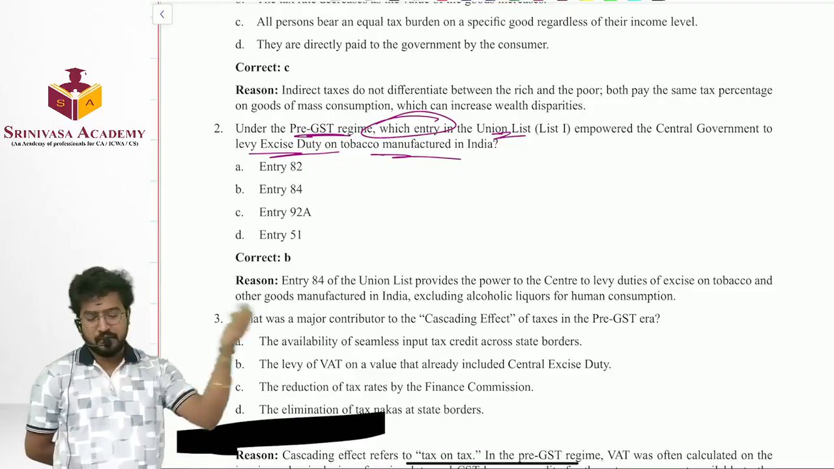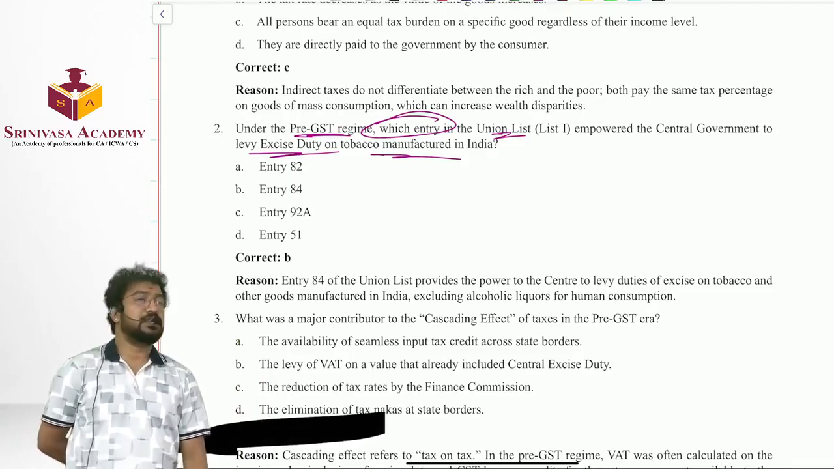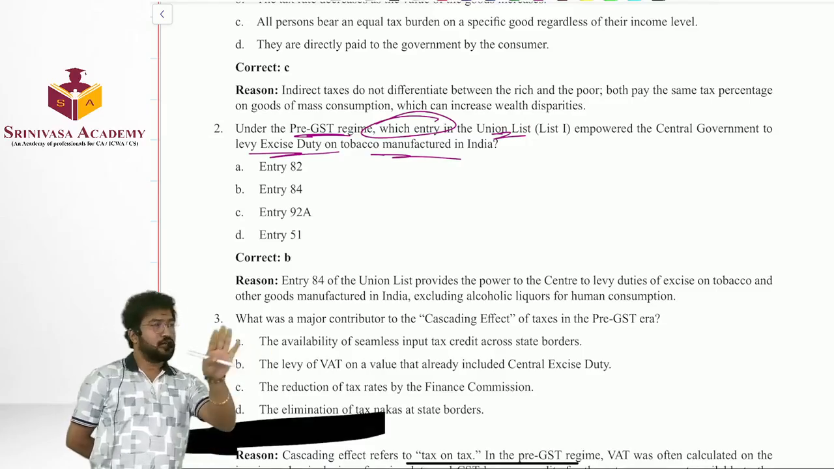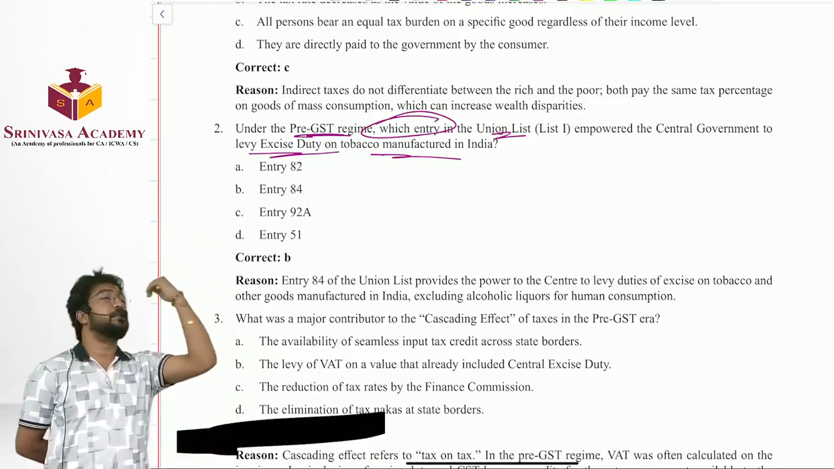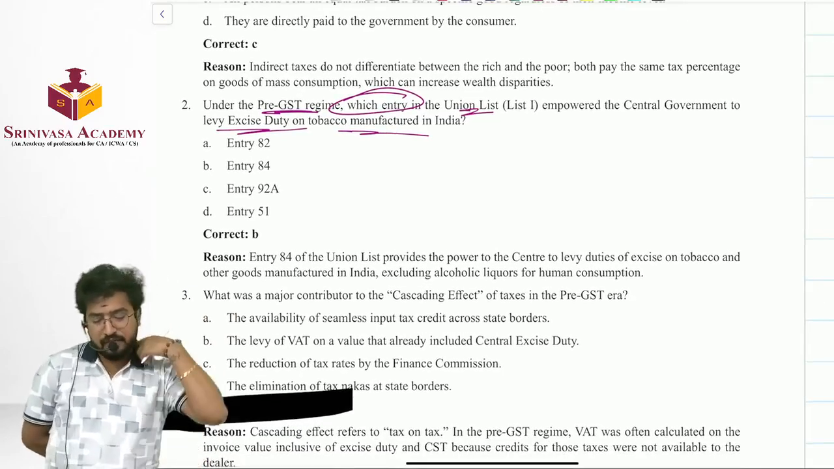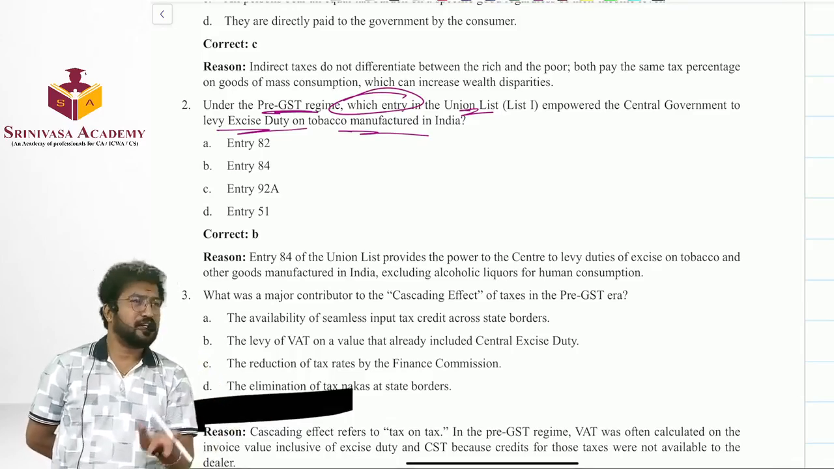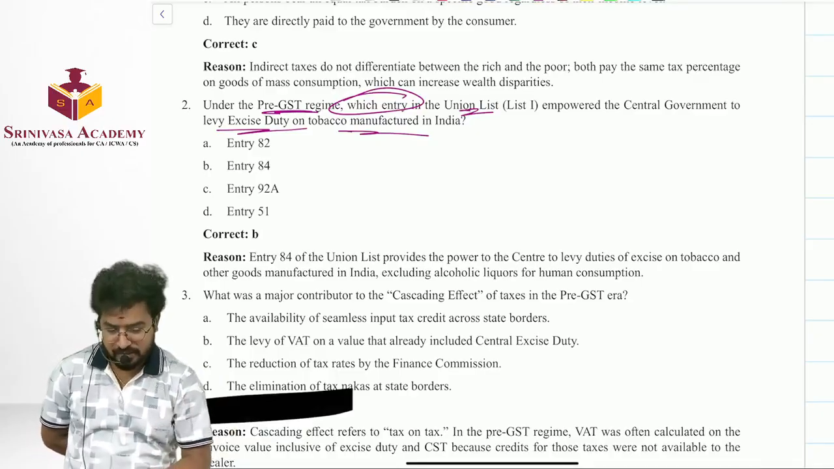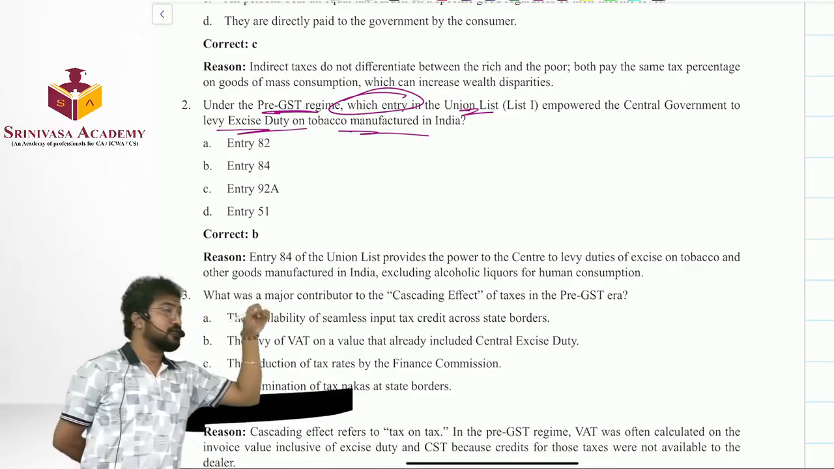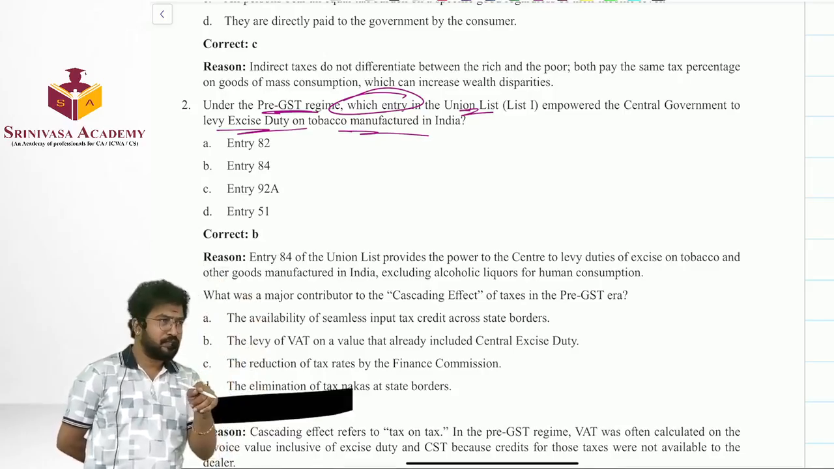Next one. What was a major contributor to the cascading effect of tax in the pre-GST era? Do you remember what the cascading effect is? Tax on tax. What was the major reason? First option: availability of seamless ITC across the state border. If that was possible, the cascading effect would not come. Next: the levy of VAT on a value that already included central excise duty. That means tax on tax. Maybe that is the correct option.